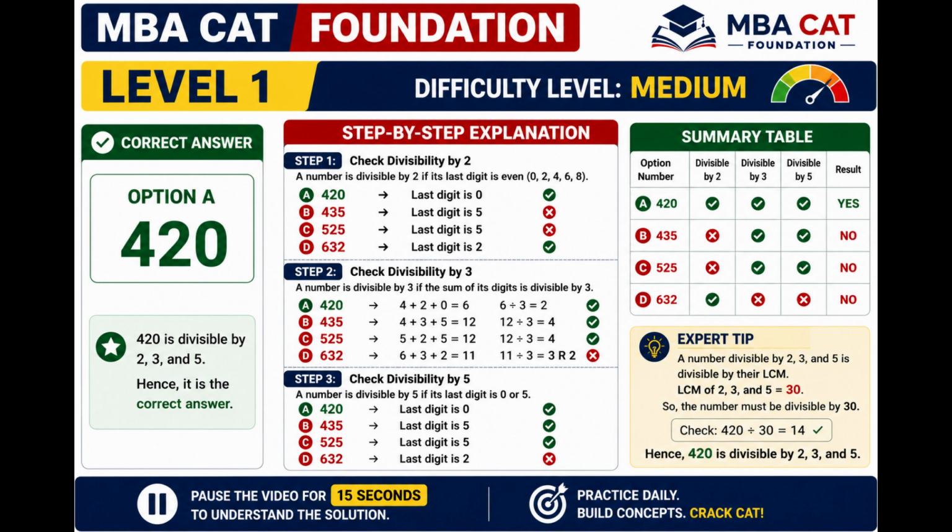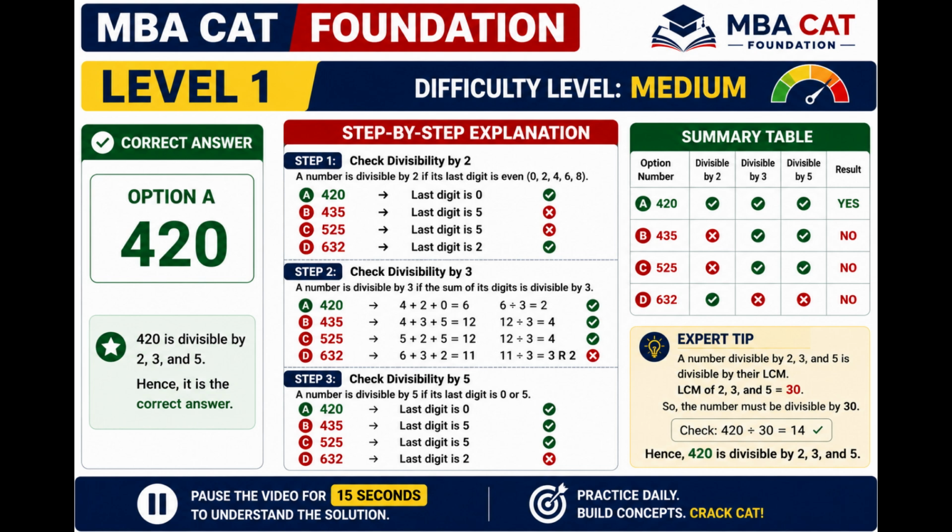Medium expert CAT tip. In the CAT exam, don't check three divisibility rules separately unless you have to. Instead, remember that the LCM of 2, 3, and 5 is 30. So, a number divisible by 2, 3, and 5 is automatically divisible by 30.